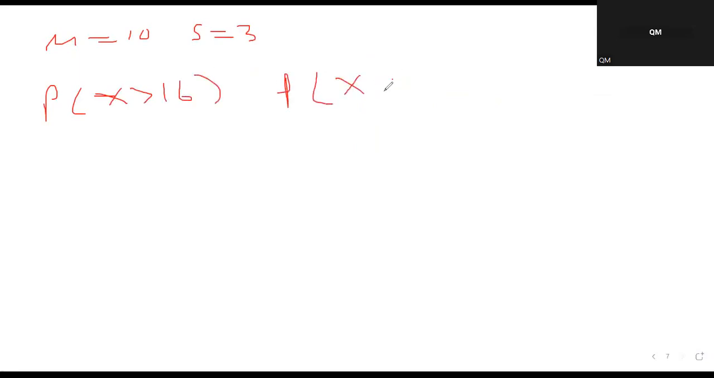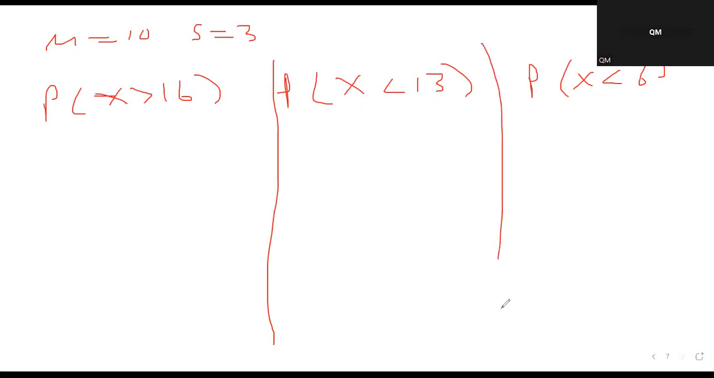Now, the instances when you're not given the Z, they just say the mean is 10, the standard deviation is maybe 3. Find the probability of X, not Z. X is greater than maybe 16. Then you find the probability of what? X is less than 13. Or find the probability of X less than 6. So we can do the ISA that I talked about now. ISA stands for illustrate, shade, standardize, and apply.